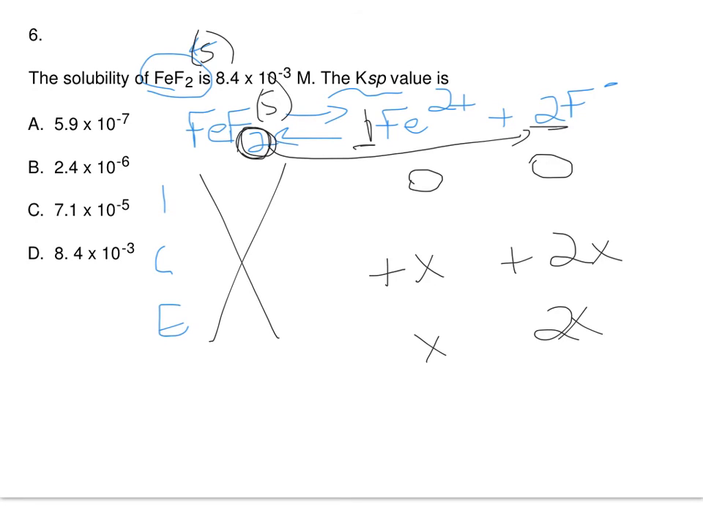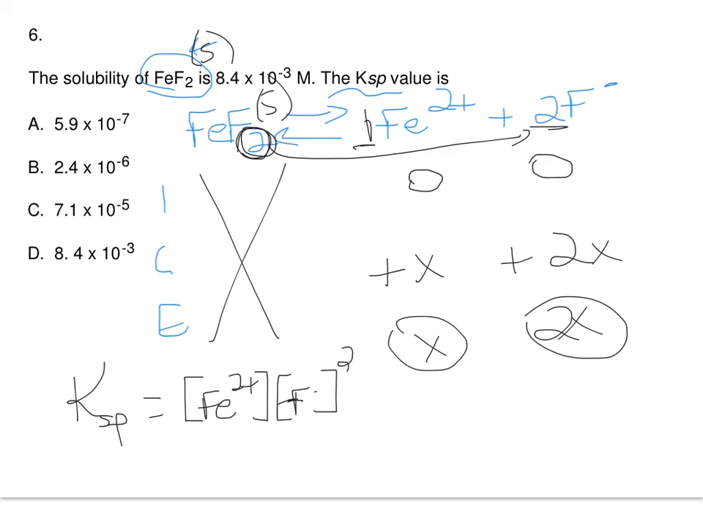Now, write out the generic Ksp without any x's. That's another very common place to make a mistake. You have to remind yourself that this fluoride concentration is squared. Now and only now, plug in your values.